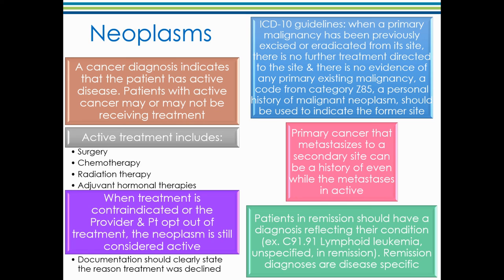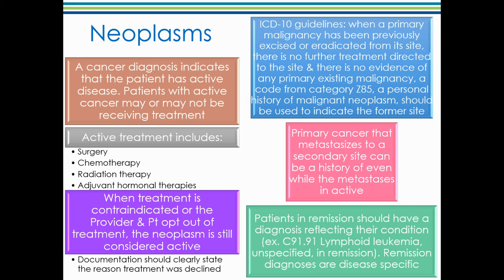Basically, a cancer diagnosis indicates that the patient has an active disease. Patients that do have active cancer may or may not be receiving treatment. Active treatment includes surgery, chemo, radiation, hormone therapies, or watchful waiting. If the provider and patient opt out of treatment or decide to go with watchful waiting, that is also considered active. I will also note that the cancer can be active for up to 10 years with hormone therapy if it is used that entire time.